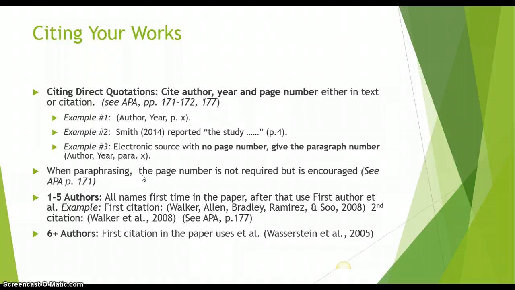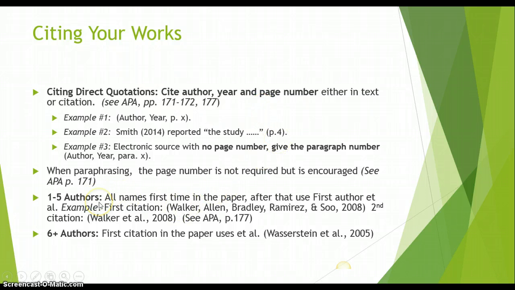There was a question on how to do an ampersand, and with the and, if you were to write a sentence that said Smith and Jones, you'd put the year, said whatever the study or whatever, then you can use and. But if you're doing a citation, you need to make sure that you have this ampersand, okay? So when paraphrasing, the page number is not required, but it's encouraged. But if it's a direct quotation, you do need to put the page number.